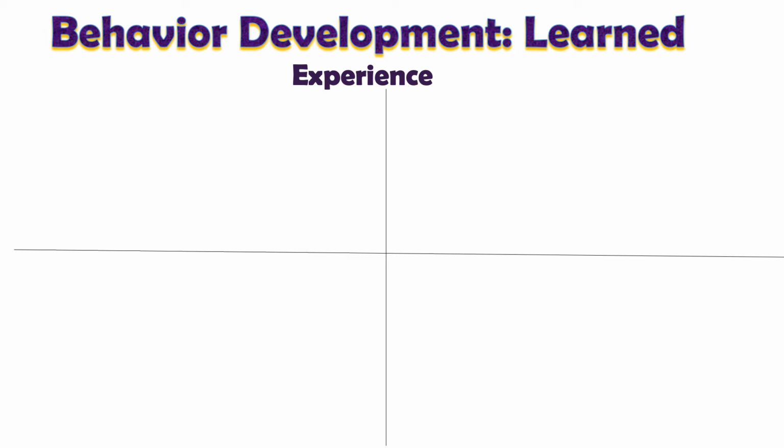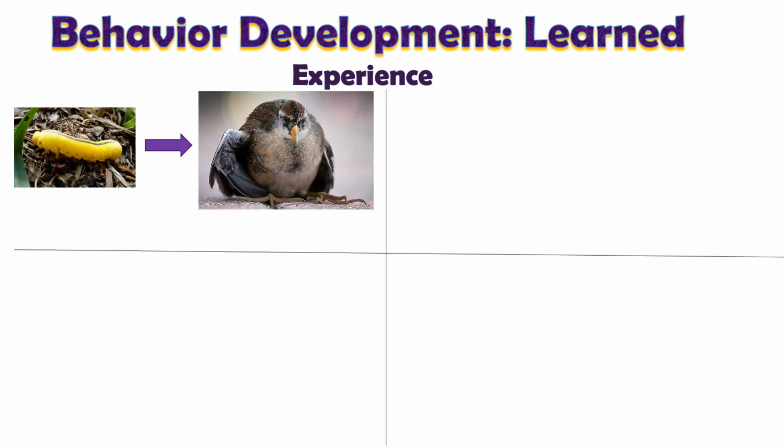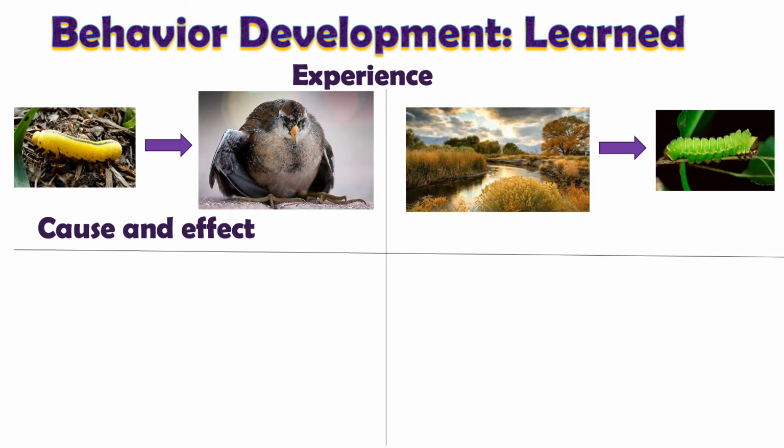Other animal behaviors are learned through experience. One way animals learn is by repeated association between two events or cause and effect. For example, if a bird becomes ill every time it eats a yellow caterpillar, it will eventually learn to not eat yellow caterpillars. Trial and error is another method by which animals learn.